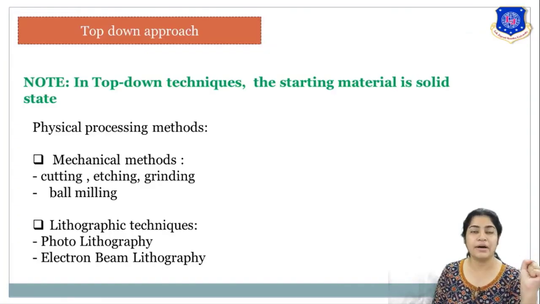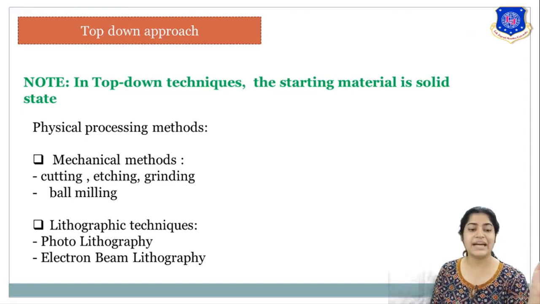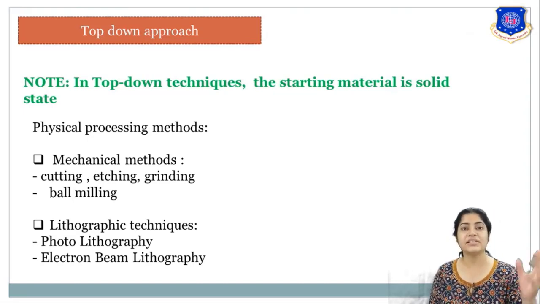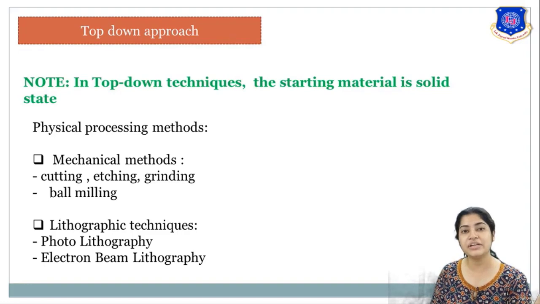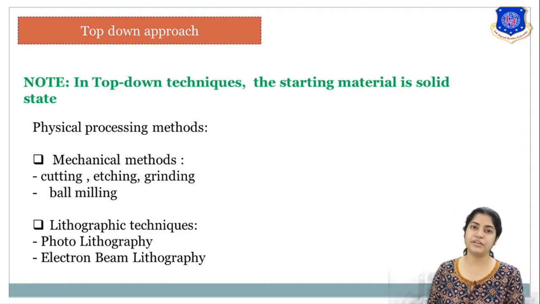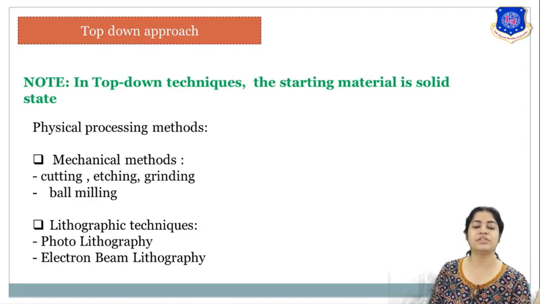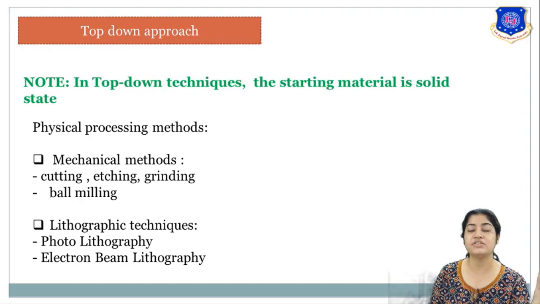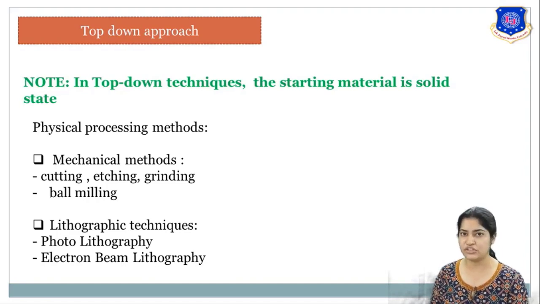Now let's talk about the top-down approach. First of all, note down that in the top-down technique, the starting material is generally solid. So for solids only, we prefer the top-down approach. The physical processing methods are what here? First is the mechanical method, where you use mechanical forces to carry out the size reduction, like cutting, etching, grinding and ball milling.